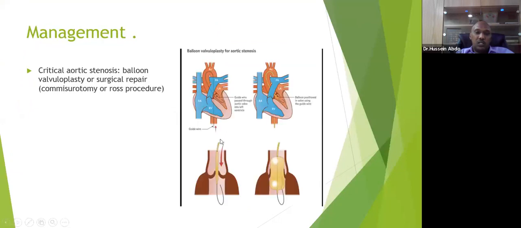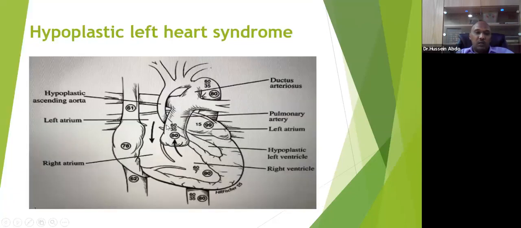Critical aortic stenosis, as mentioned by Dr. Bashir: we can try a balloon dilatation. If there is no benefit, they can go for surgical treatment.